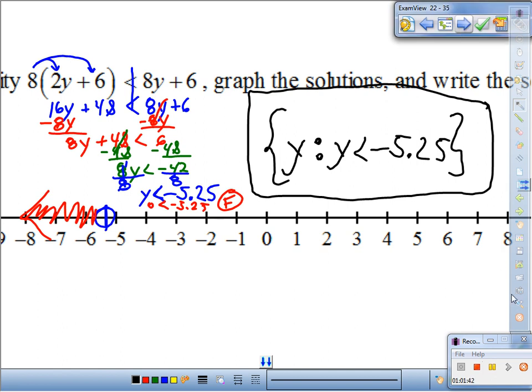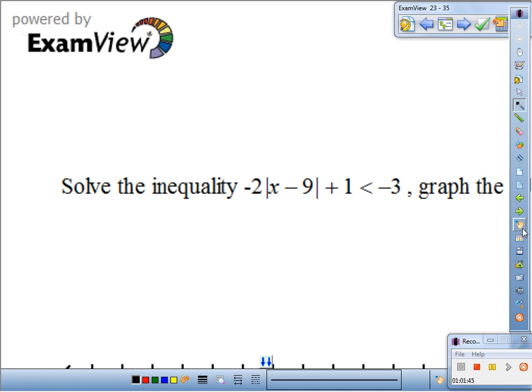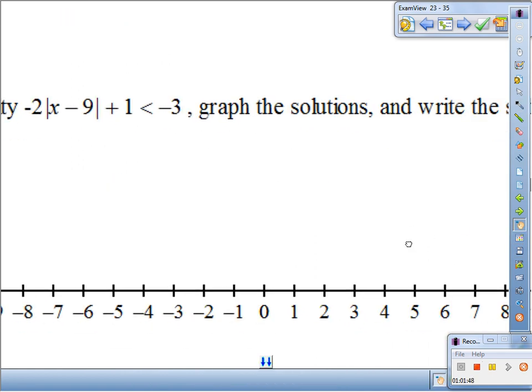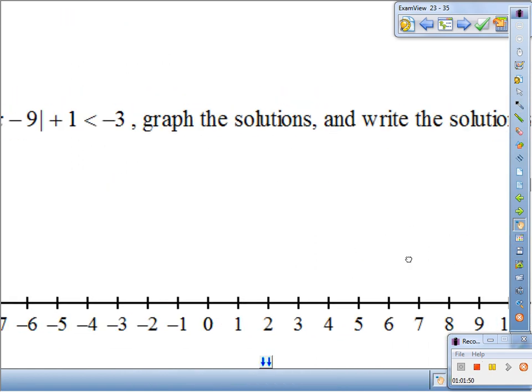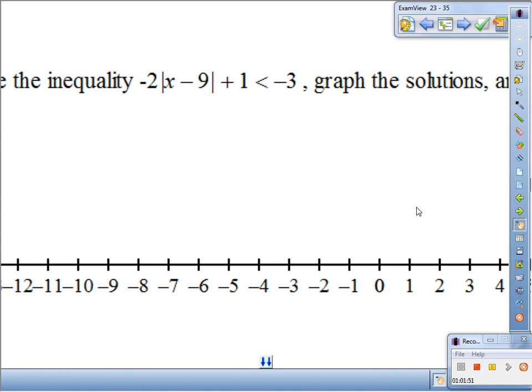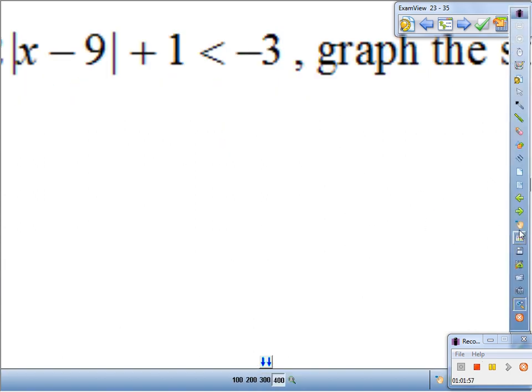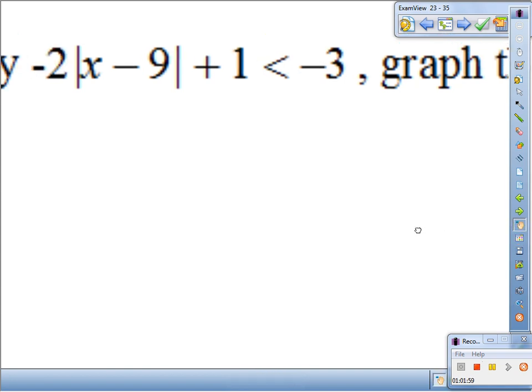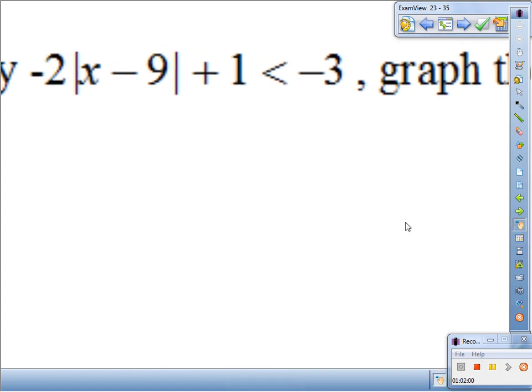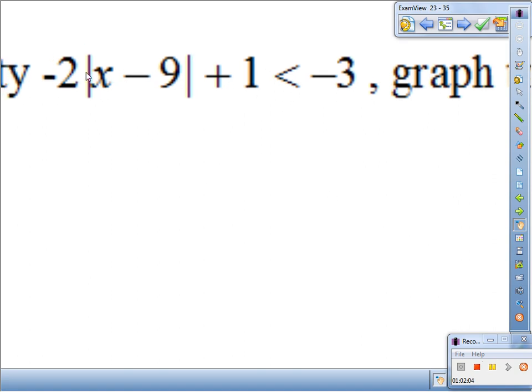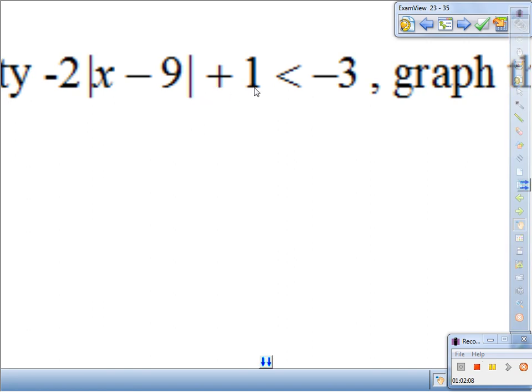Here we go. It says, solve the inequality and graph the solutions, then write the solution set. Pretty much the same process. However, now they give us a different type of inequality. So copy this one. This is number 23. We got negative 2, absolute value, x minus 9, close the absolute value, plus 1, less than negative 3.